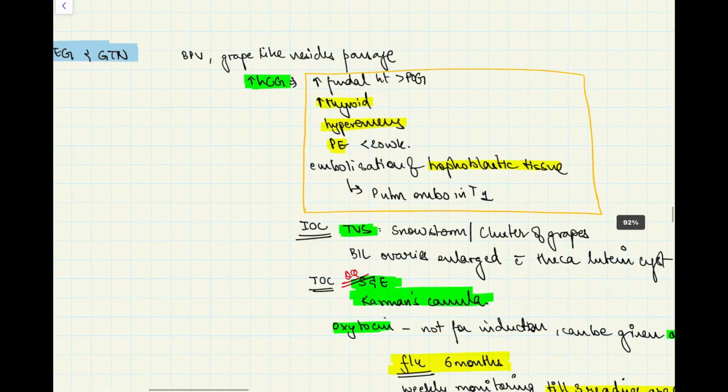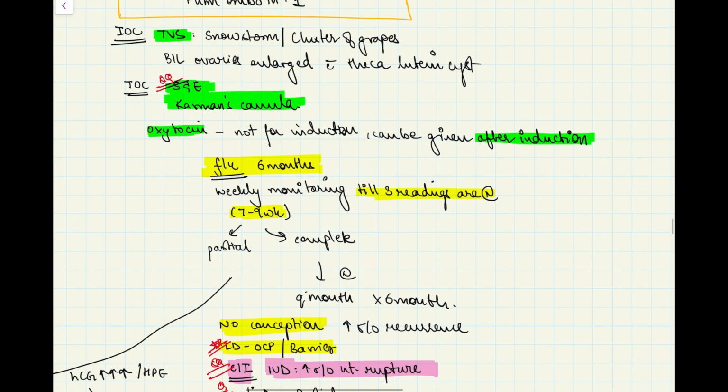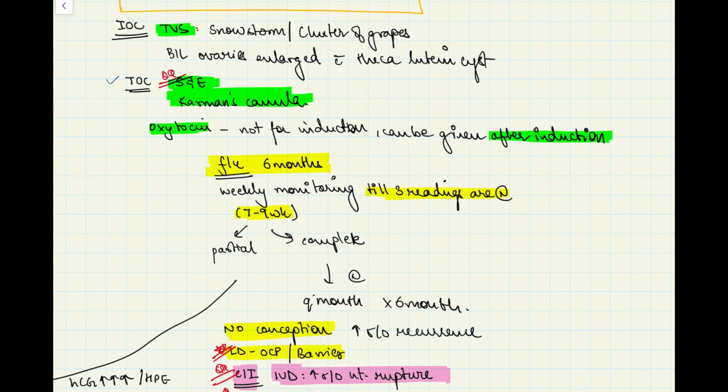Talking about the treatment of choice, the treatment of choice for molar pregnancy is suction and evacuation using a Karman cannula. Now, very important is that oxytocin is not given for induction of labor, but it can be given after the induction. For follow-up, we use beta HCG, and a weekly monitoring is done till 3 readings are normal.